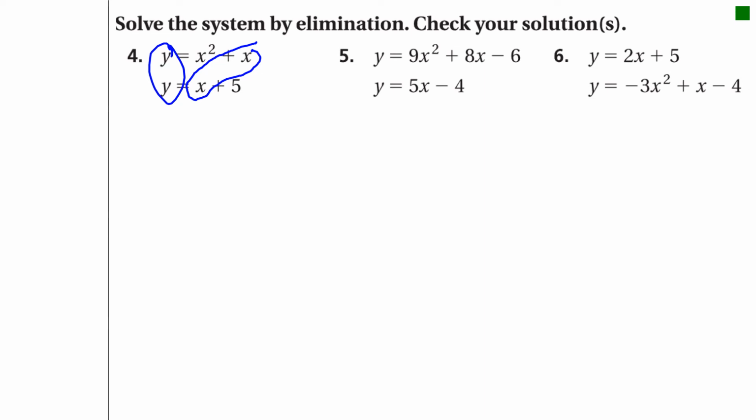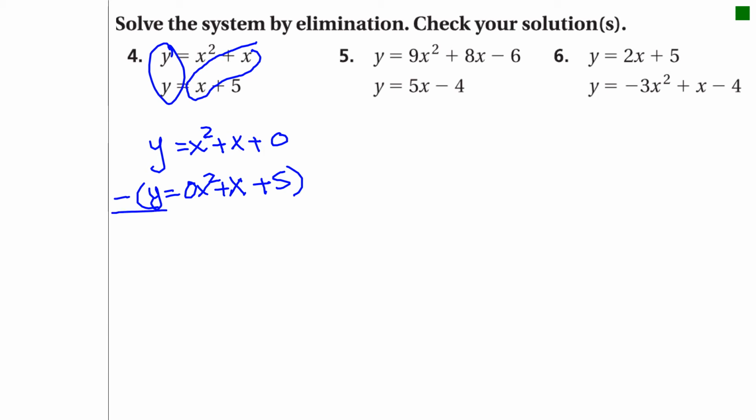We're going to subtract. Let me set it up nicely. y equals x squared plus x plus 0, y equals 0x squared plus x plus 5, and I'm going to take away. All right, y minus y is 0. x squared minus 0x squared is x squared. x minus x is 0, and 0 minus 5 is negative 5. All right, we're going to add 5. We're going to add 5.